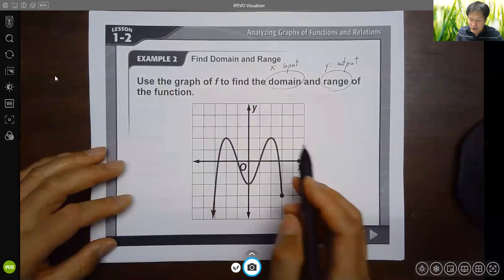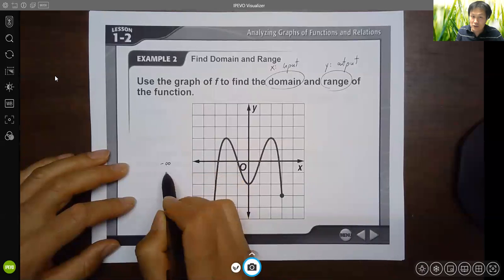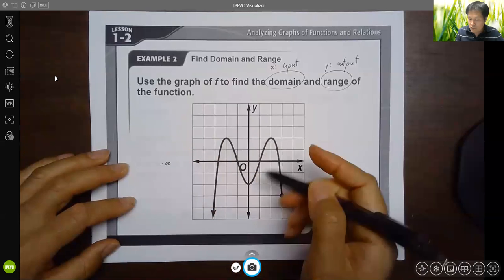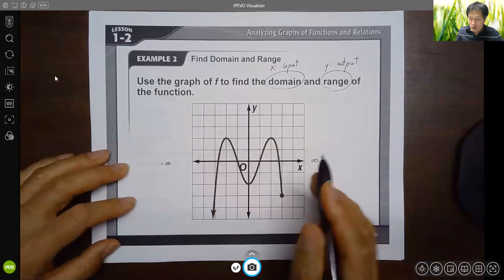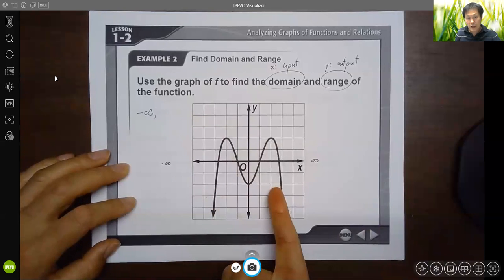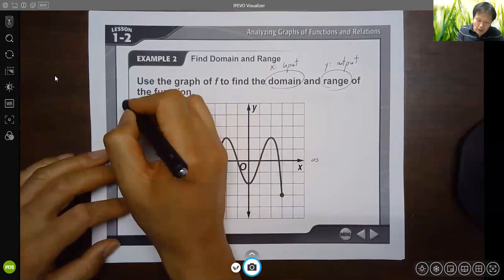An elegant way to say that is minus infinity. Forever to the left is minus infinity. Forever to the right is positive infinity. So you go from minus infinity to, where do you stop? At 3. That is the domain.